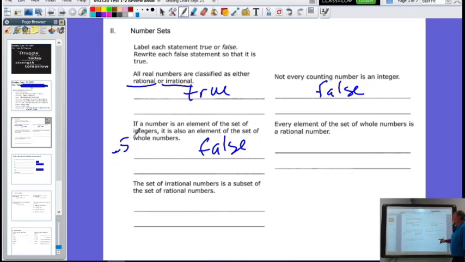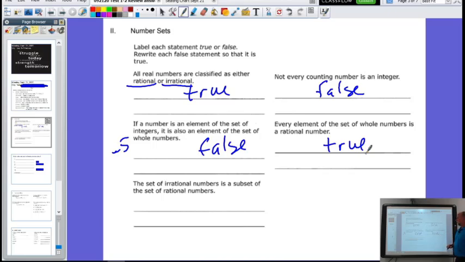Okay? This one right here says every element of the set of whole numbers is a rational number. Every element, see that every is what is the key. Every element of the set of whole numbers is a rational number. That is true. Okay, all whole numbers are going to be rational numbers. And then the last one.